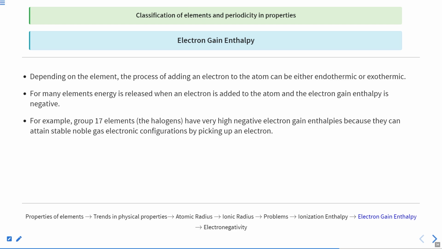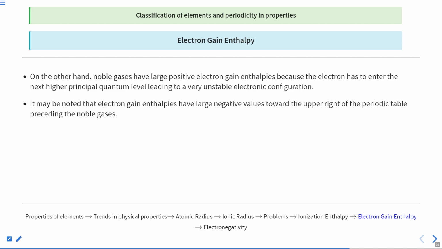But if you talk about the noble gases, then they have a very positive electron gain enthalpy because we have to destabilize this octet. Noble gases have large positive electron gain enthalpies because the electron has to enter the next shell. So they have a large positive value, whereas the halogens have a large negative value. This is the thing I want to focus on: electron gain enthalpy is not uniform. It can be positive or it can be negative.